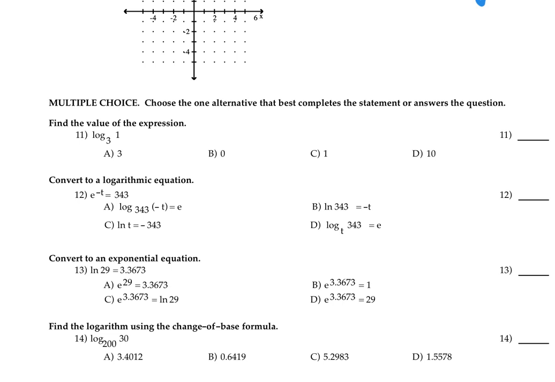Okay, 11, just evaluate it. 12 is one of those where you're going to convert it to a log equation. Some of them have log in them. Some of them have ln. If you have a base e, typically we would use ln. But I could rewrite this one like this.